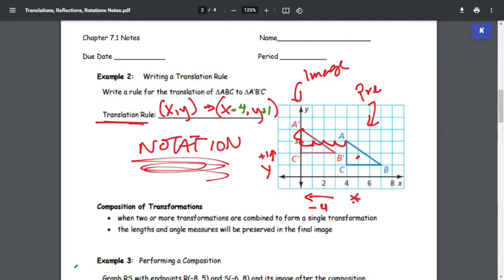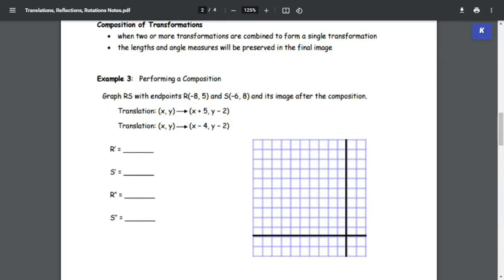So that's going to be example 3 right there. Our composition just means we're going to have 2 or more transformations that are combined into a single transformation. So just something to keep in mind as we take a look at example 3. Like I said, with our composition, that means we're going to have 2 or more transformations. And when we look at example 3, we should see that we have 2 translation rules. There's number 1, there's number 2 there.